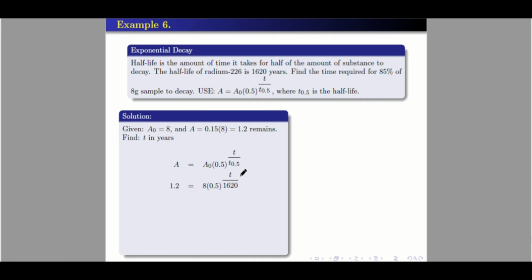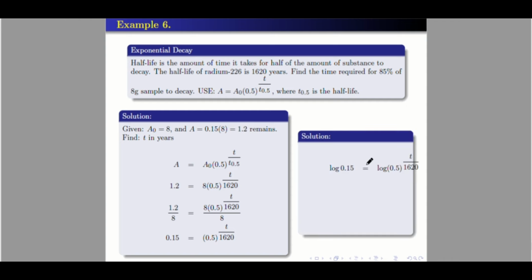So again, this is an exponent. So here you cannot apply the logarithm first because we have 8. So let's divide both sides by 8. So we have 0.15 is equal to 0.5 raised to t over 1620. Now this time we can use logarithm. This is not e, so we will use the log base 10. And then apply law number 3. So this will become a coefficient. So t over 1620 times log of 0.5.